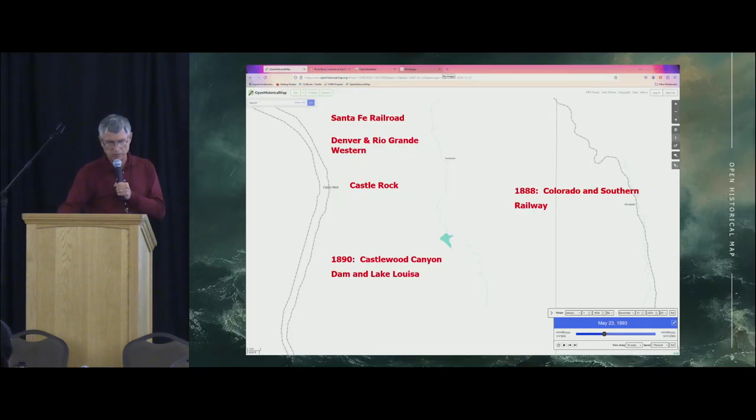And then we can kind of see, this is a large map of the whole area, some of the features around there. The town of Castle Rock's about 5 miles to the west. The lake behind Castlewood Dam is shown there in the center. It looks pretty small in this picture. It's probably about a half mile wide at its widest point there. There's also some railways, two of which are still there. The Colorado and Southern got washed away in a different flood in 1937 and was not rebuilt.